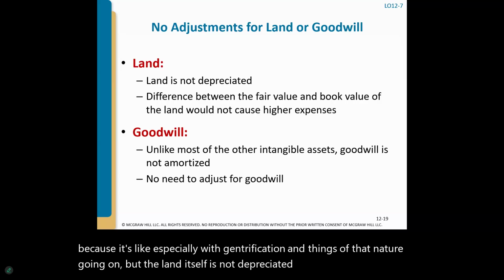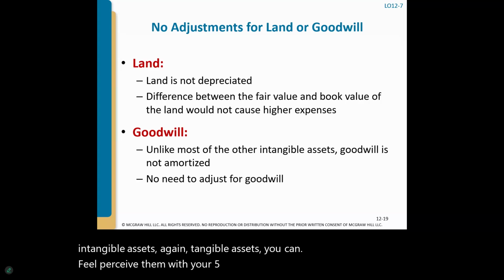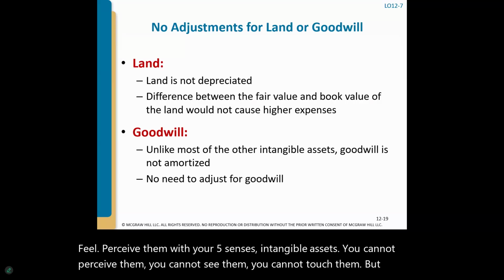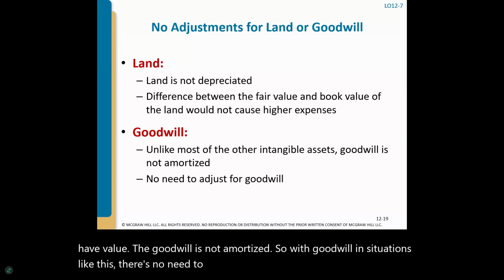Goodwill, unlike most other intangible assets, again, tangible assets you can see, feel, perceive with your five senses. Intangible assets, you cannot perceive them, you cannot see them, you cannot touch them, but they have value. The goodwill is not amortized. So with goodwill in situations like this, there's no need to adjust for it.